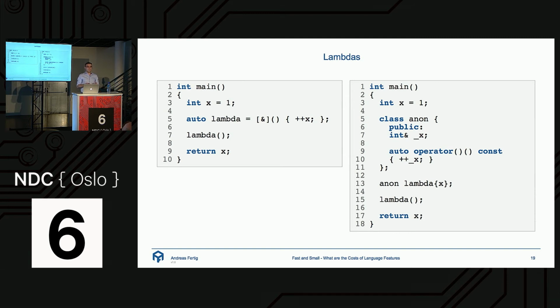By default, the function call operator is marked as const. In case we like to be able to change a captured variable inside the lambda, we must make it mutable by attributing it like that.